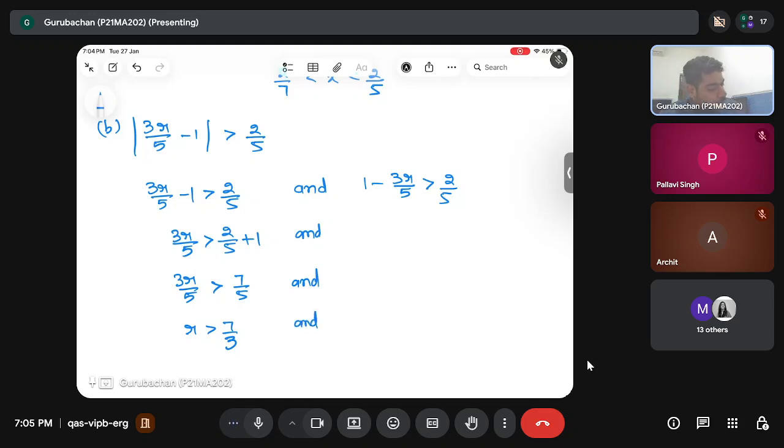In the same way, you will get here 1 minus 3r by 5 is greater than minus 3 by 5. Next, both sides have a negative number. If you divide with minus 1, the inequality will be reversed and you can conclude that r will be less than 1.